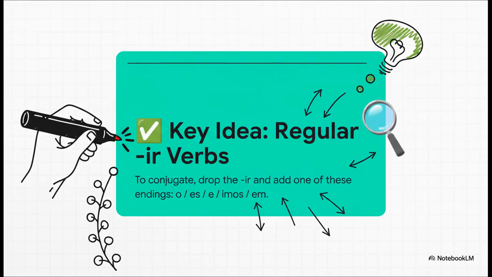So let's just boil this all down. If there's one thing you take away from all this, it's this right here. For regular IR verbs, you just drop the IR and add one of these endings: O, S, E, IMOS, or EM. That is the magic formula.